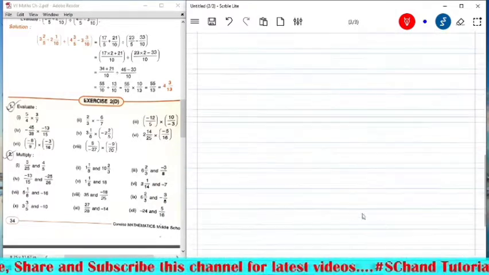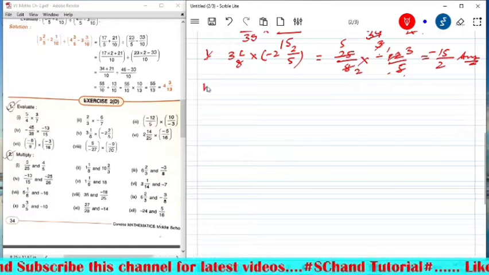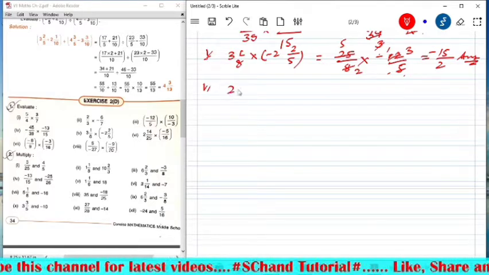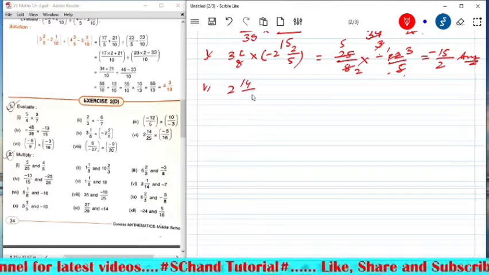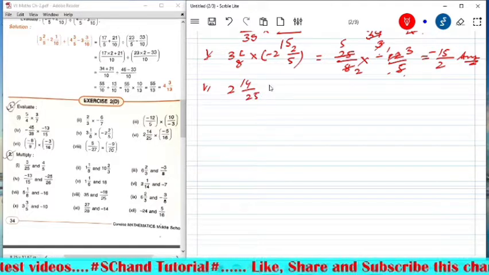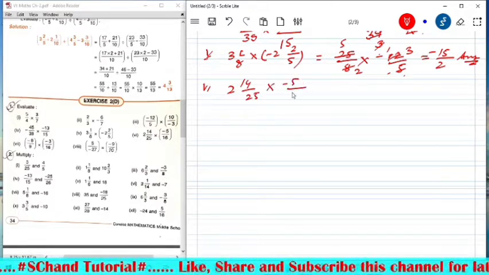Then we have number 6, 2 into 14 over 25 into minus 5 over 16.